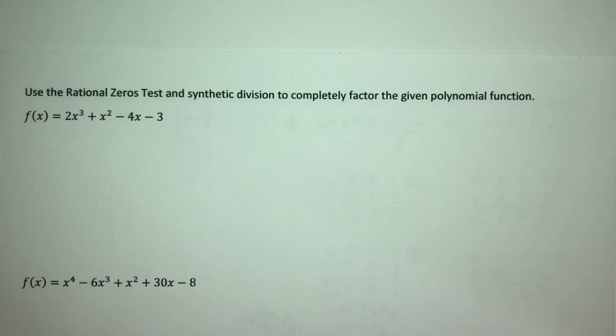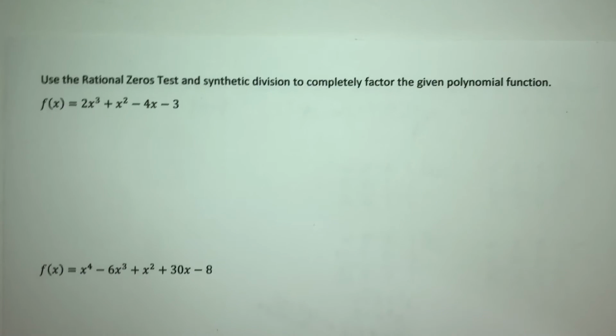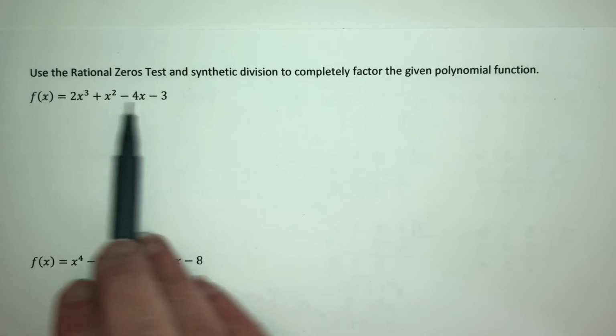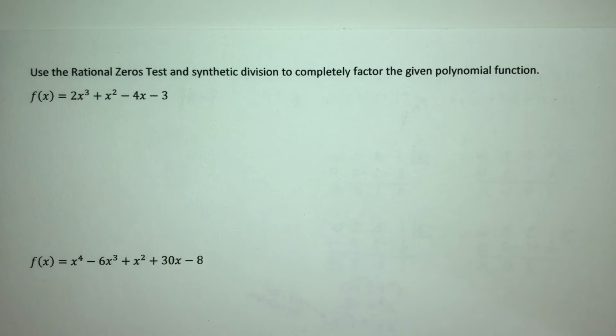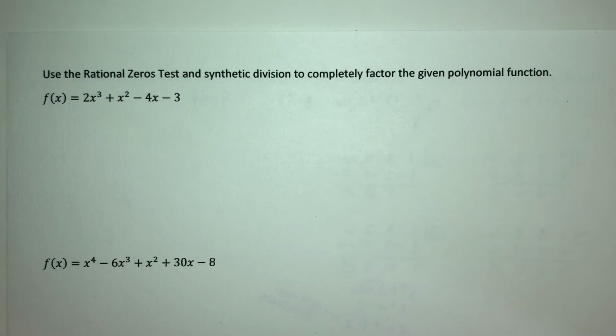Okay, so we want to use the rational zeros test and synthetic division to completely factor the given polynomial function. Basically if we can find our zeros, then we can write this as a multiplication problem. So let's just start finding some zeros.